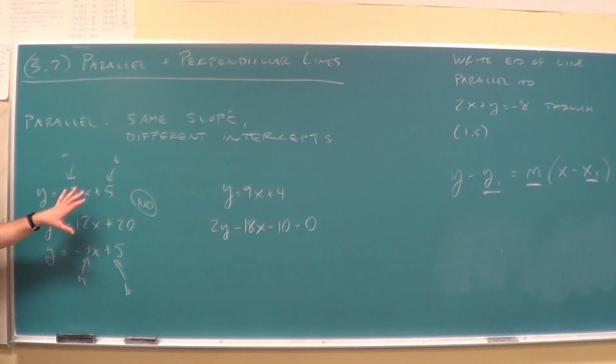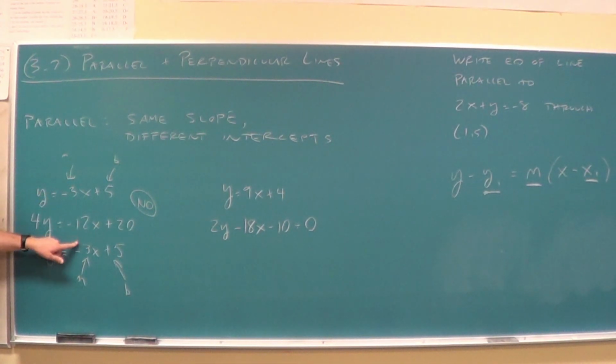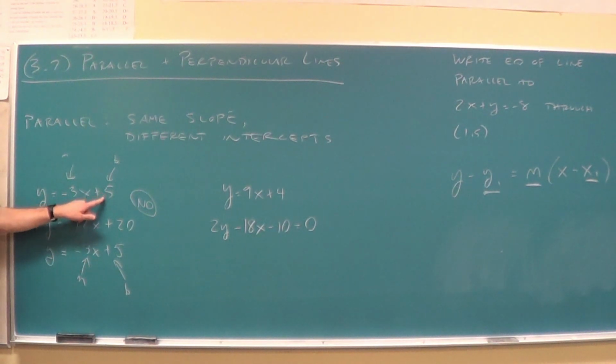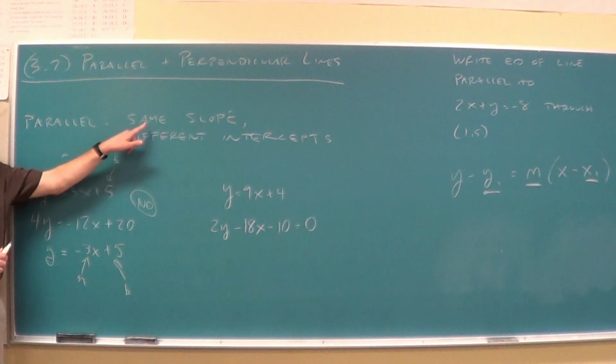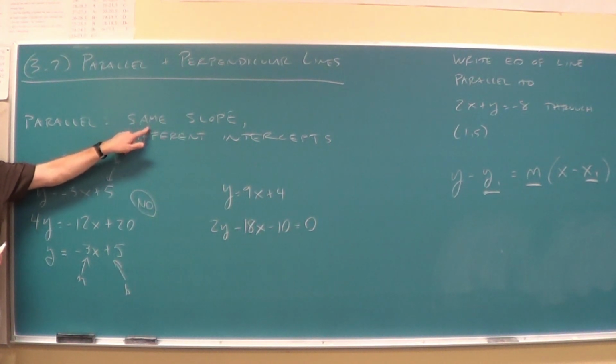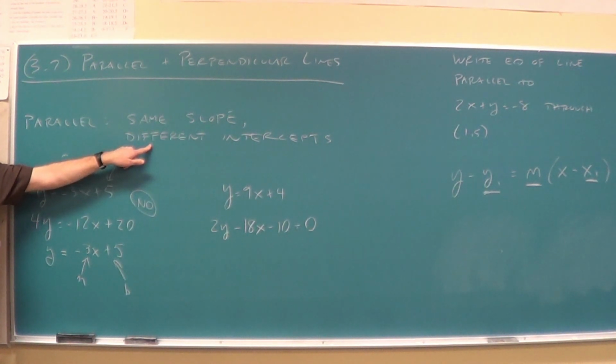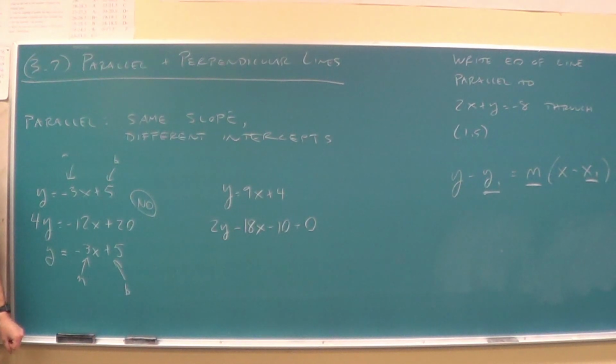Question about how we're doing this? Get it in slope-intercept form? Judge? They had the same slopes, but they also had the same intercepts. So we'll say no, because the rule is they need the same slope, but different intercepts. Is that okay? So let's do one more, same style.